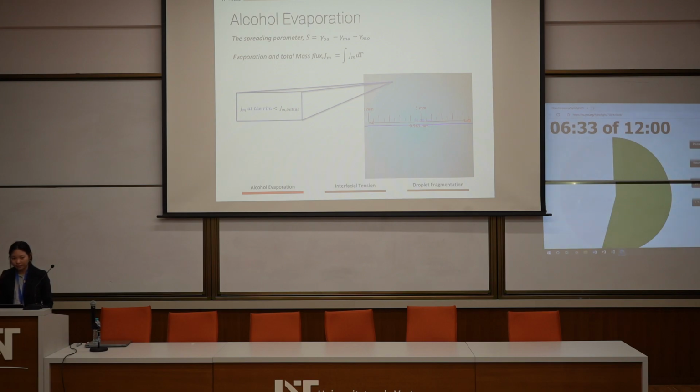So, like I mentioned earlier, due to the surface tension gradient and the concentration difference of alcohol, we will see a higher total mass evaporation flux at the rim, and there will be a greater evaporation flux at the center of the droplet.